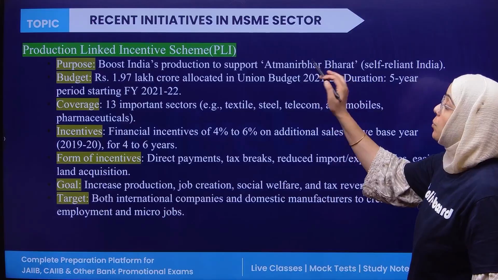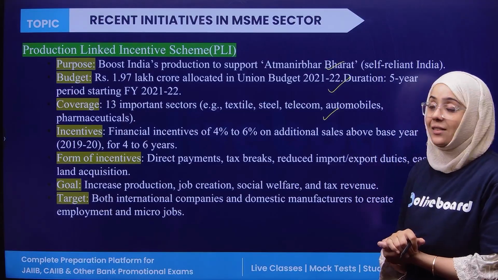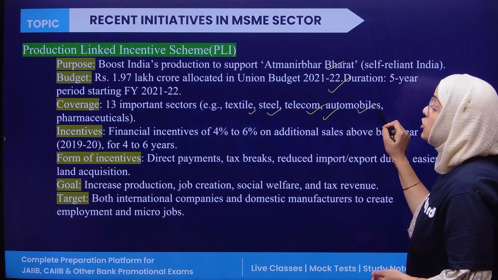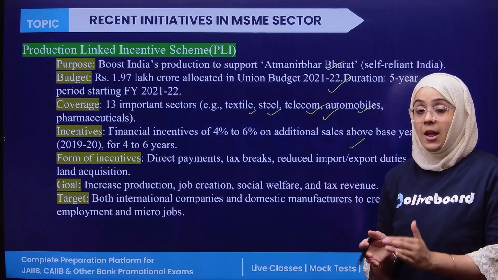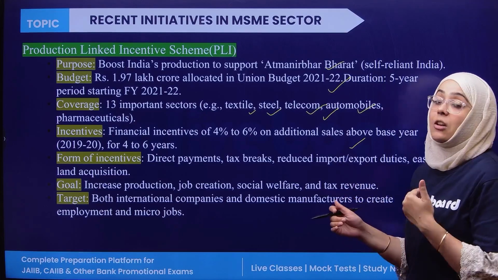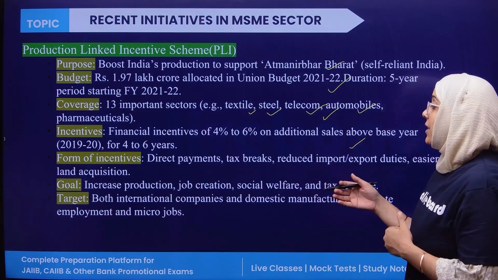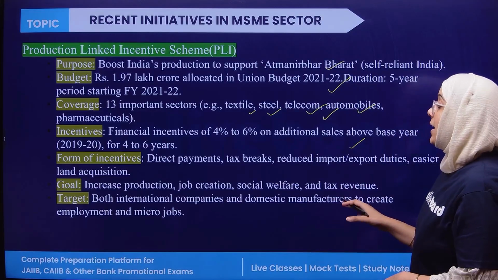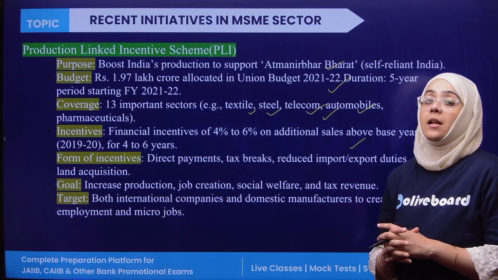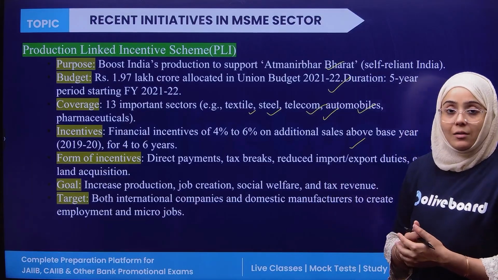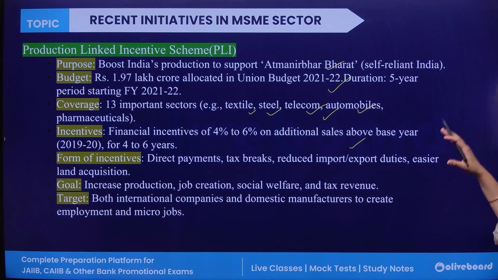Next, the Production Linked Incentive scheme. Again, the purpose is to boost India's production. Budget allocation is given. Coverage: 13 important sectors are covered in the Production Linked Incentive scheme, which include textile, steel, telecom, automobile, pharmaceuticals, etc. Incentives like 4 to 6% financial incentive are given if you achieve a certain target. There are different forms of incentives; if you have achieved a certain high production target, you will be given direct payment, tax breaks, etc. The goal is to increase production, job creation, social welfare, and tax revenue. The target is to boost manufacturing, to invite foreign investments and to employ more and more people in India, right? So this is the Production Linked Incentive scheme.